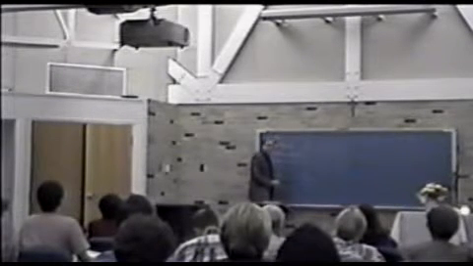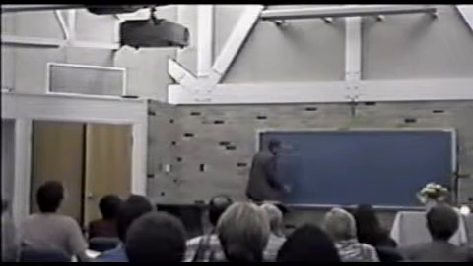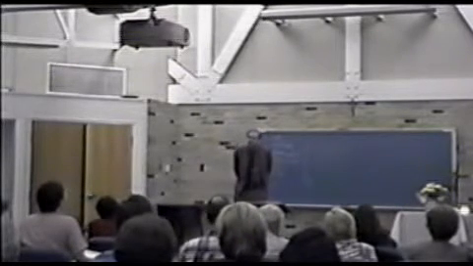23? Okay. 21? 12 and 4, 16, 19, 21, right? Yeah. There we go. And how many books are there total in the Old Testament?